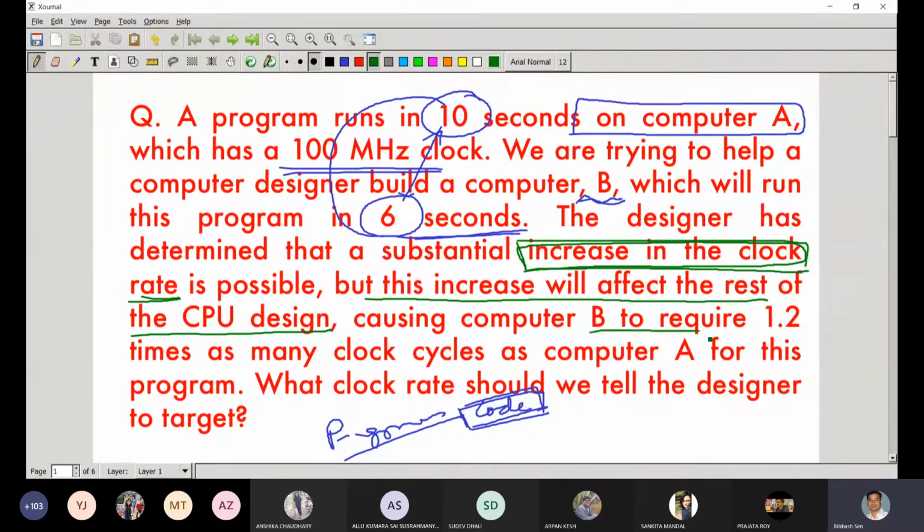B requires 1.2 times as many clock cycles as computer A for this program. To accommodate this increase, what clock rate should we tell the designer to target at least? They have predicted 1.2 times, so what should the clock rate be? It is 100 megahertz for A. To run B in 6 seconds, that also requires 1.2 times as many clock cycles as computer A. So for the same program, what clock rate should be used? Tell me.